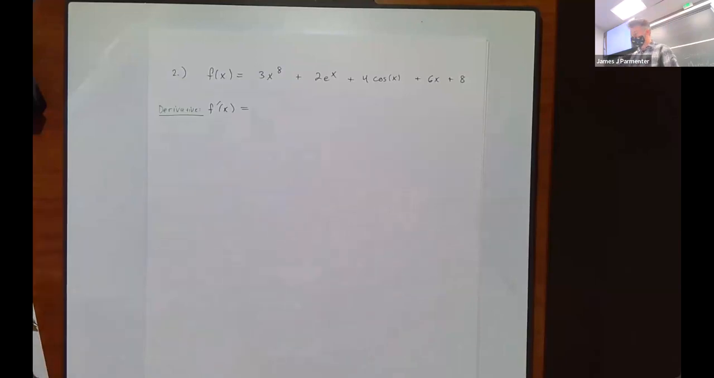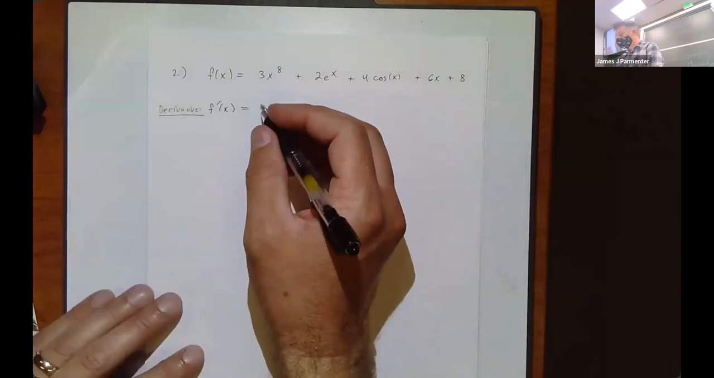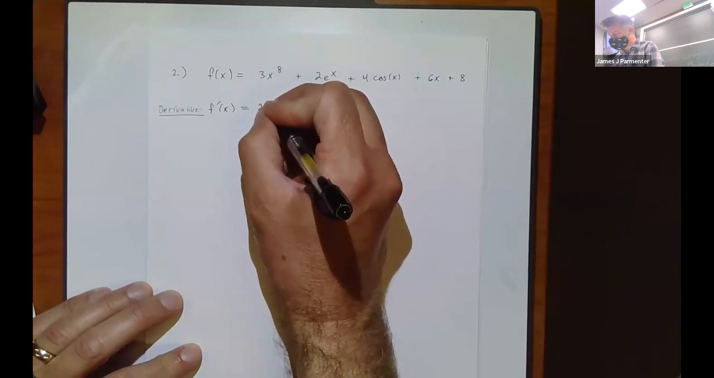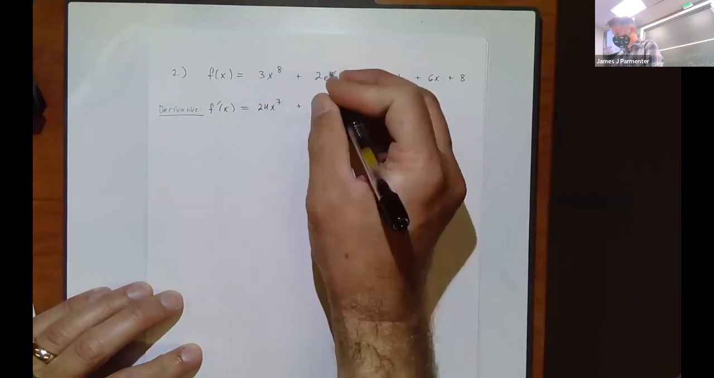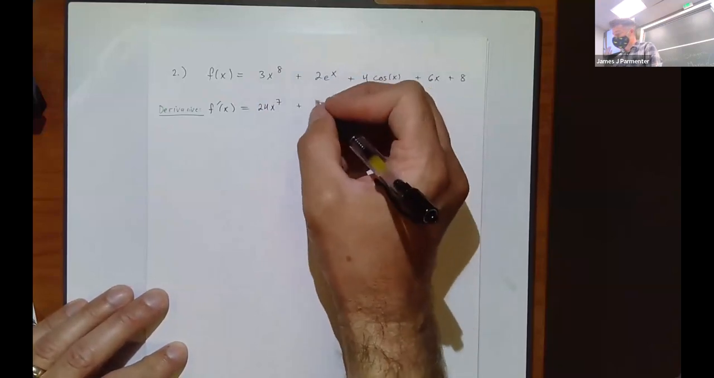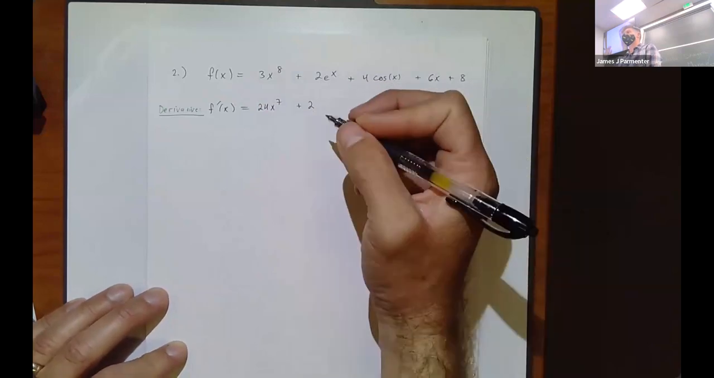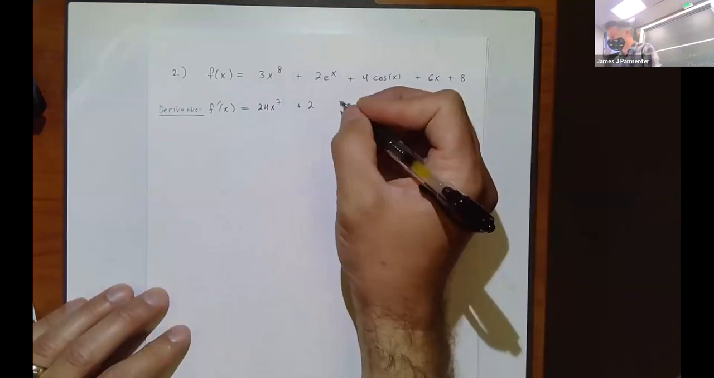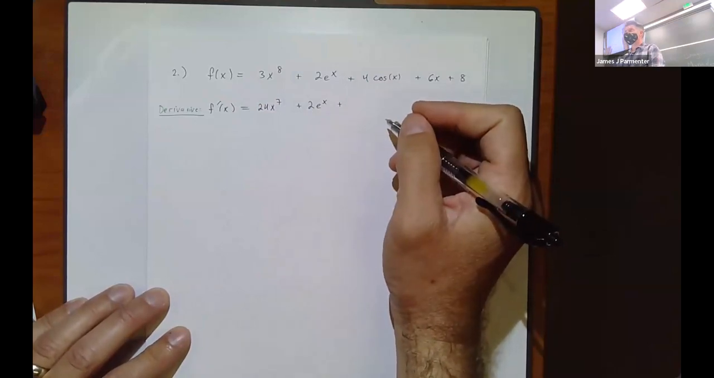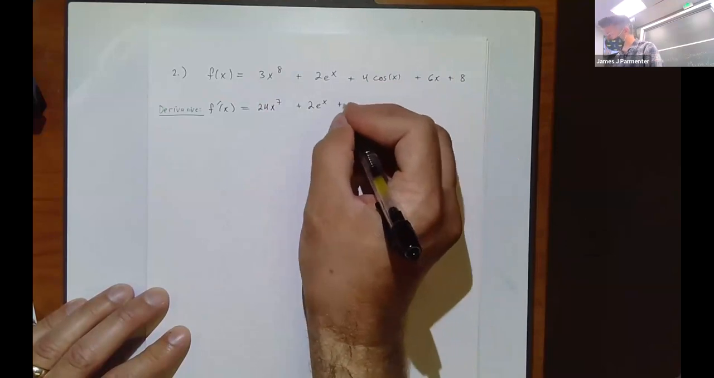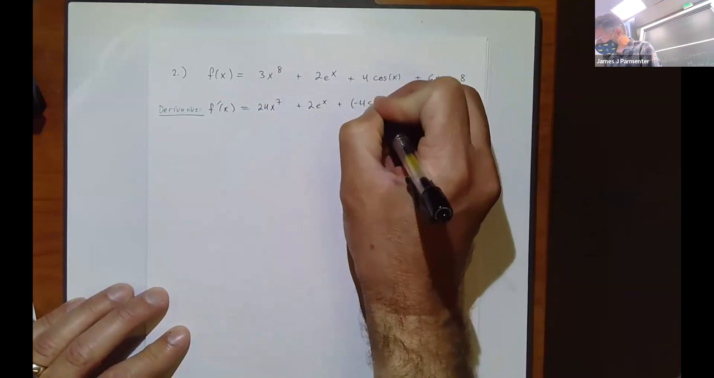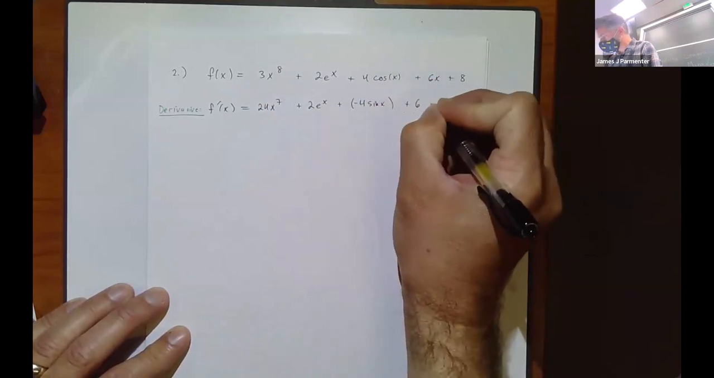So the derivative here, just using our regular differentiation rules, derivative of 3 times x to the 8th is 3 times 8x to the 7th, which is going to be 24x to the 7th. Constant multiples hang out is what I like to say. So I've got 2 times e to the x. The derivative is 2 times, okay, everybody, what's the derivative of e to the x? Right, okay, good. And then, what's the derivative of cosine of x? Negative sine of x. So I really should have written minus, but I lost my shot here, so I'm going to write minus negative 4 sine of x. Derivative of 6x is 6. Derivative of 8 is 0.